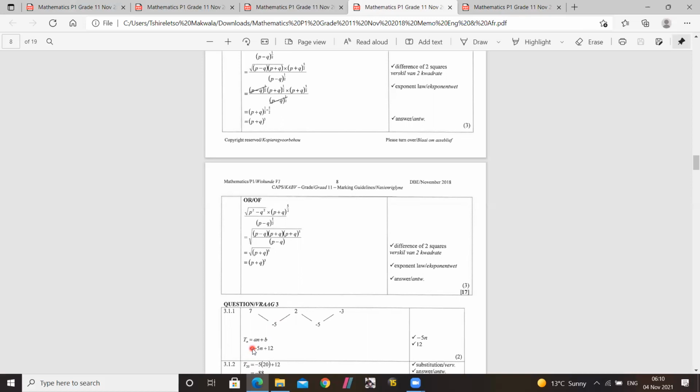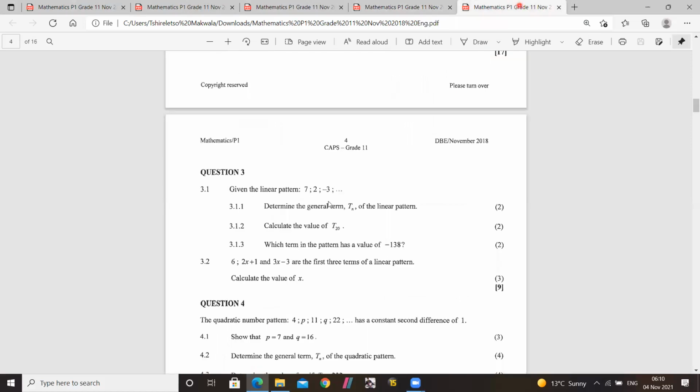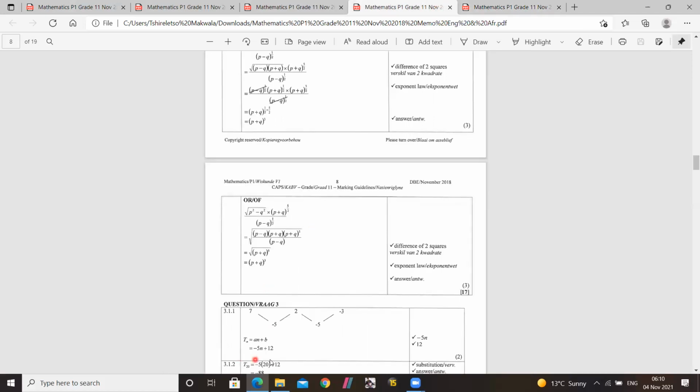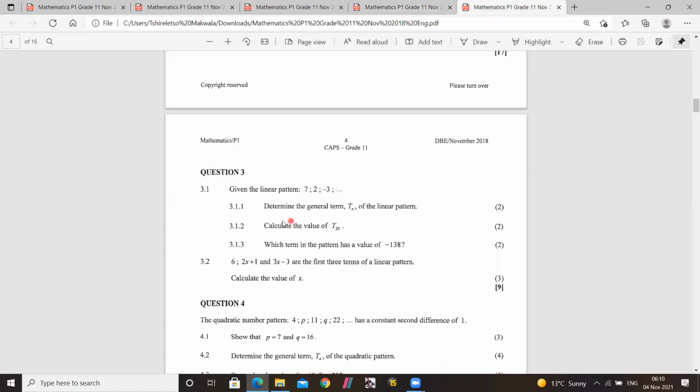Then how do we get to B? Simple. A is -5, which is our common difference. From our common difference, how do we get to the first term? From -5, how do we get to 7? We have to add 12. That's why they got that plus 12. So that's how you determine the general term for the linear pattern.